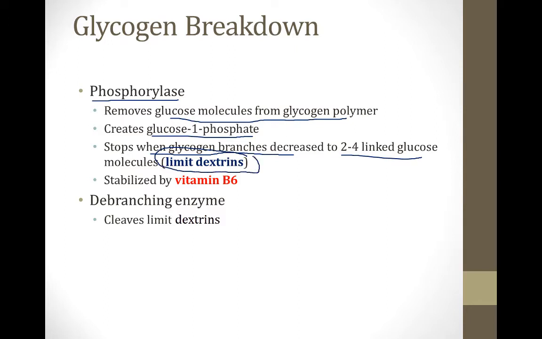At this point, once it's down to a small molecule of 2 to 4 glucoses and a 1,6 branch, the debranching enzyme has to cleave the limit dextrins so that phosphorylase can keep working. And then another key fact to know is that glycogen phosphorylase is stabilized by vitamin B6.